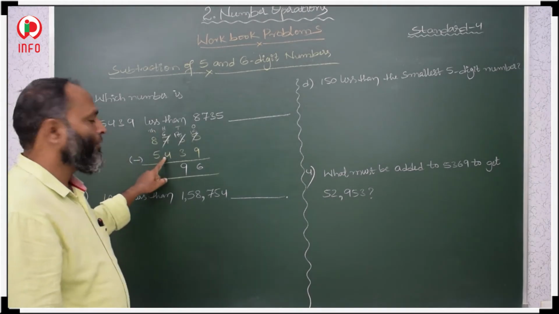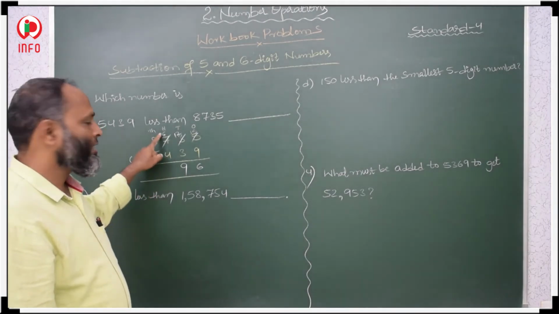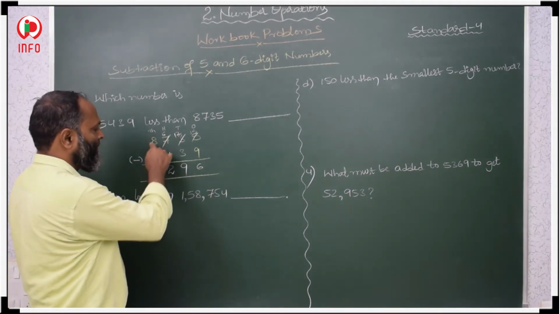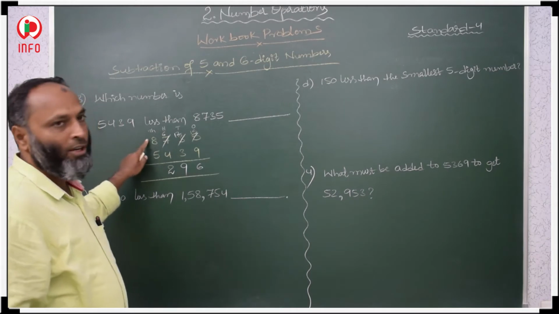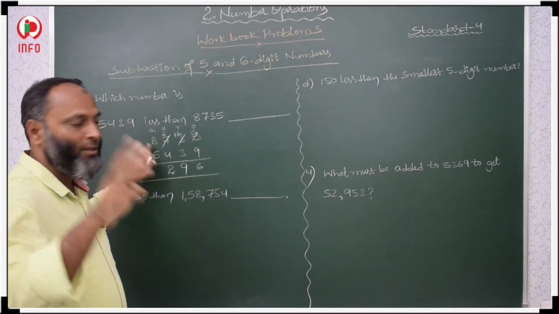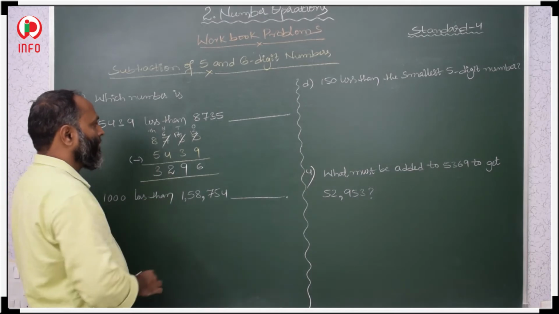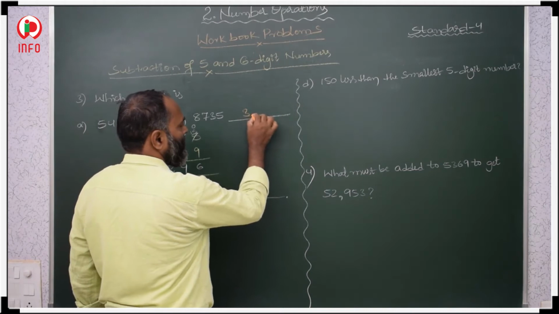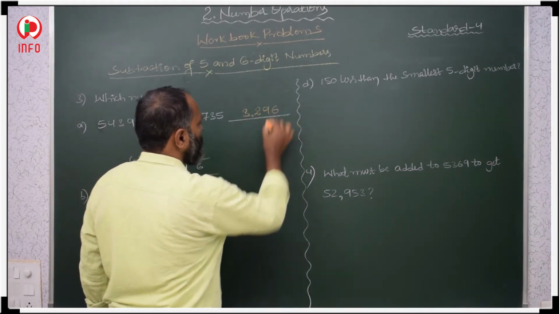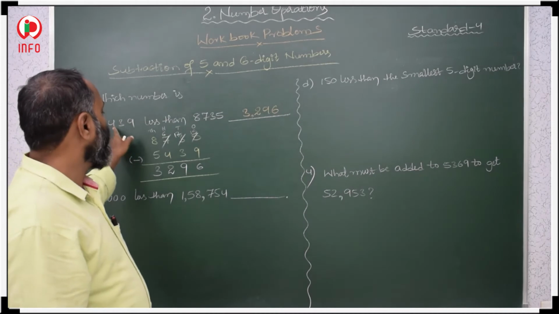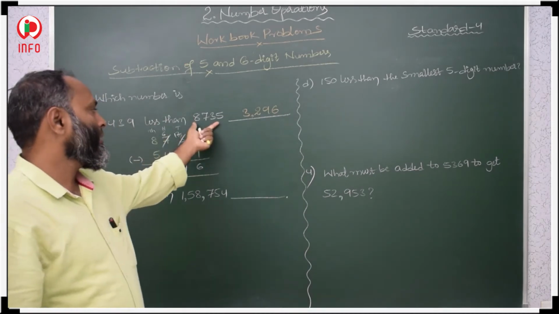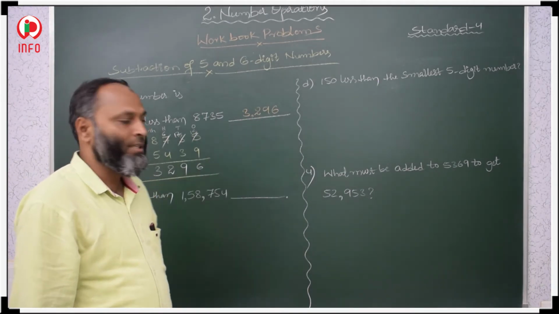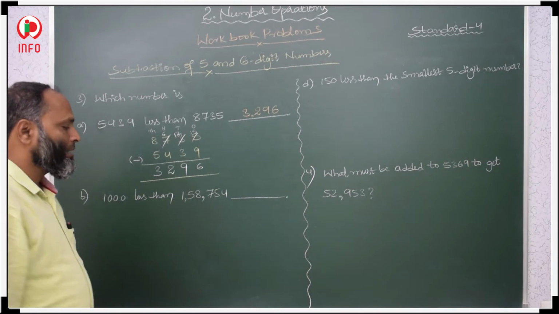6 minus 4. No need to take borrow. So just make minus, 2. 8 minus 5 means 6 to 8 we have to count. 6, 7, 8, 3. 3296. If you make this much less from this number, then we will get this number, that is 3296.